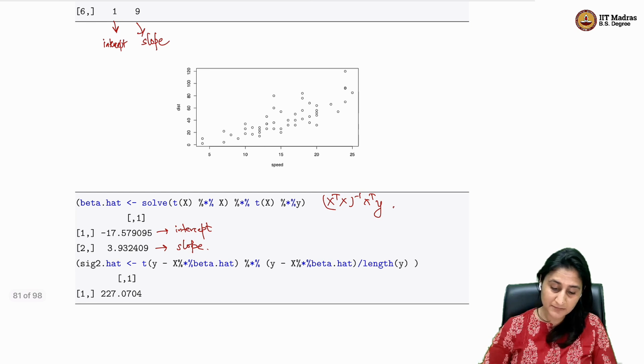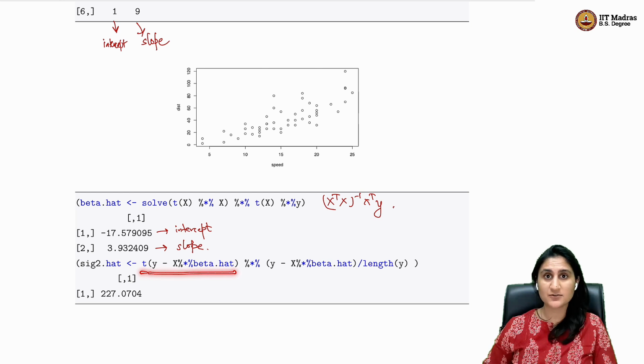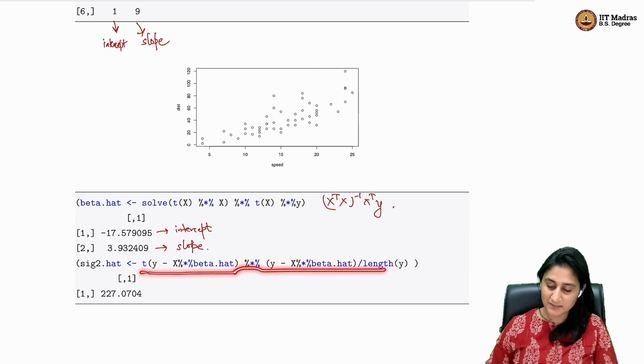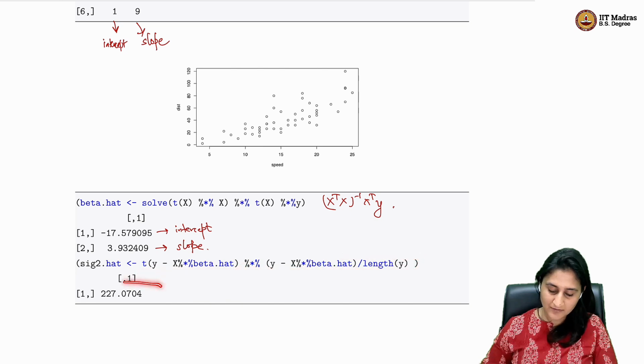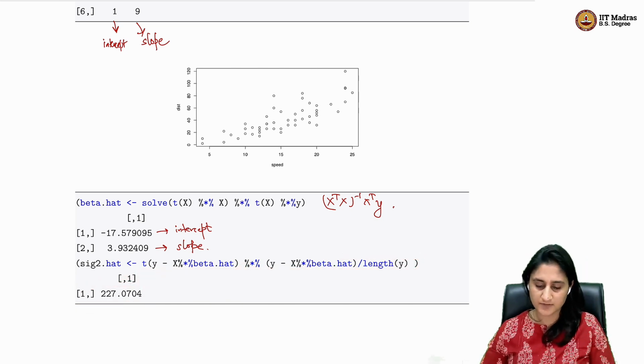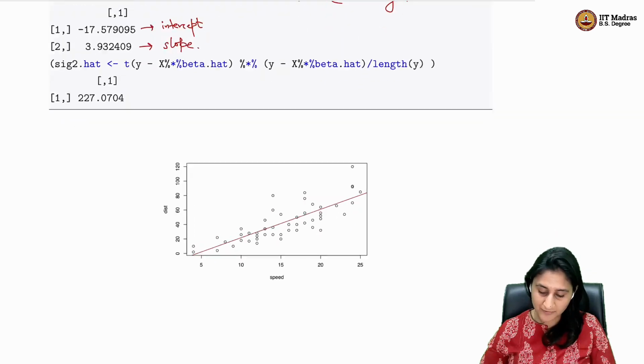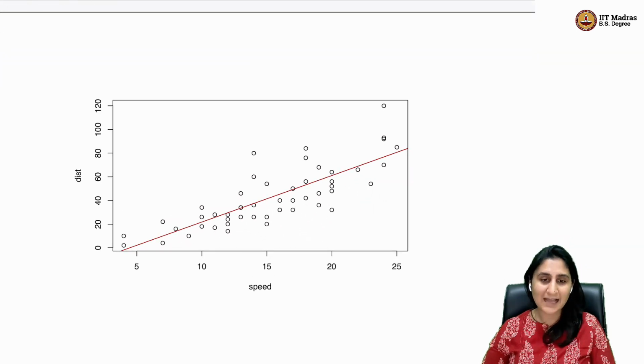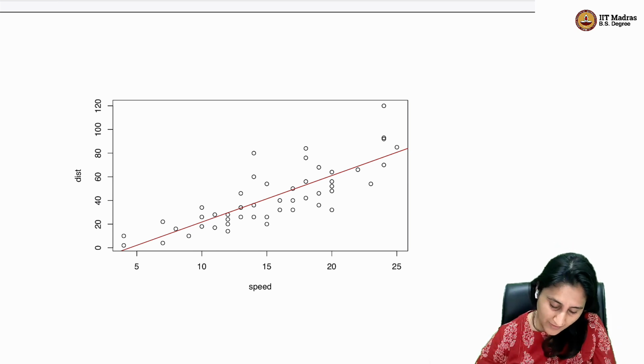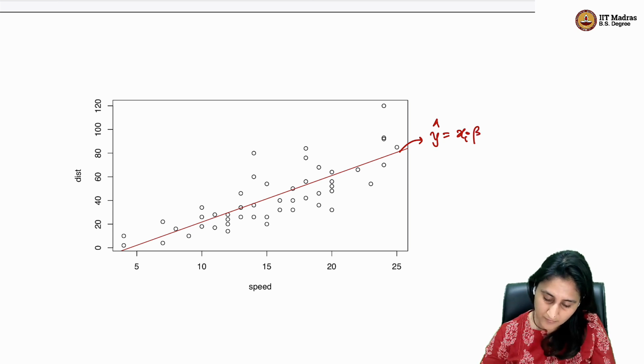And I can also estimate sigma squared, because sigma squared hat is y minus X beta hat transpose times y minus X beta hat, divided by n. And that turns out to be 227. So that's the variance. And I can actually plot the line on this. So this turns out to be the actual plotted line of best fit. And any point on this line is the corresponding y hat equals x_i transpose beta hat, MLE.